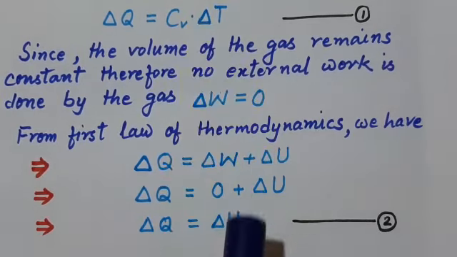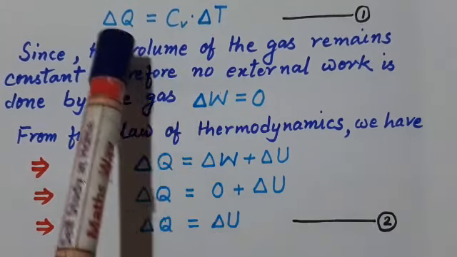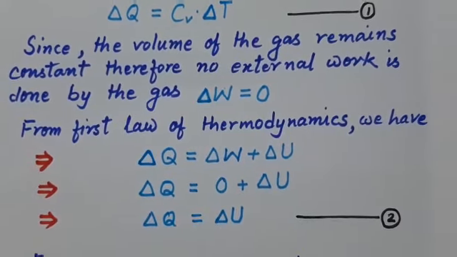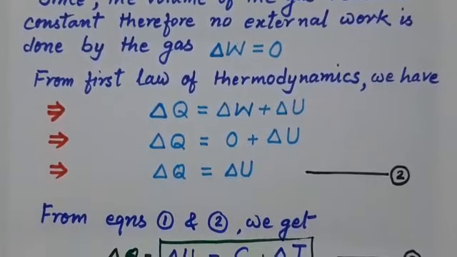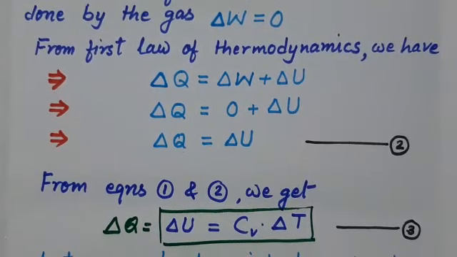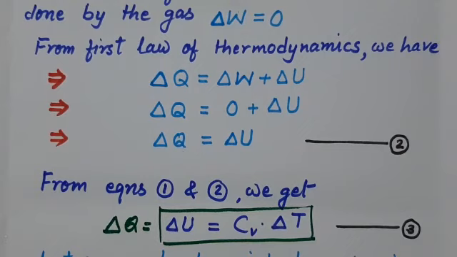From equations first and second, put delta U here. Then it will become delta Q equal to delta U equal to Cv into delta T. This is the third equation.